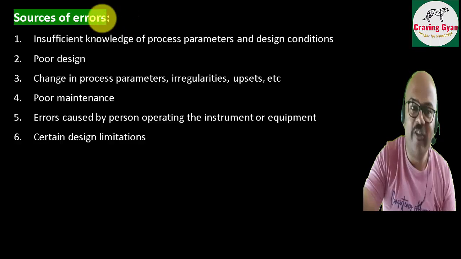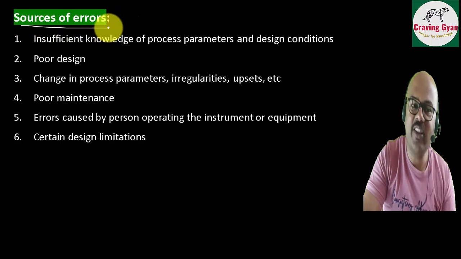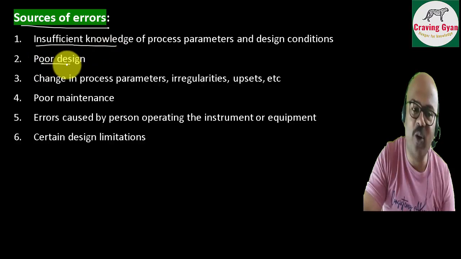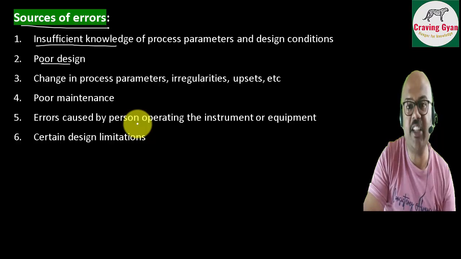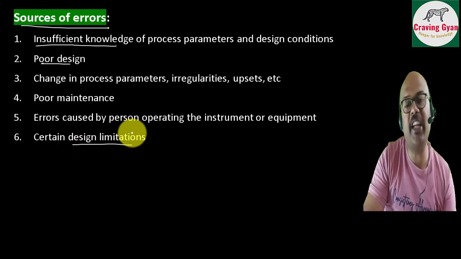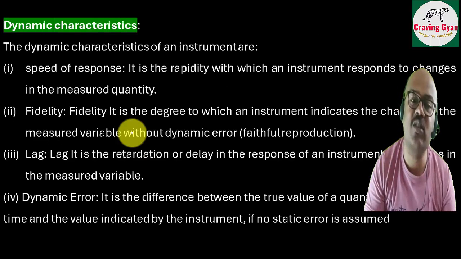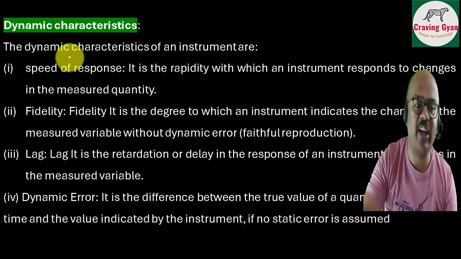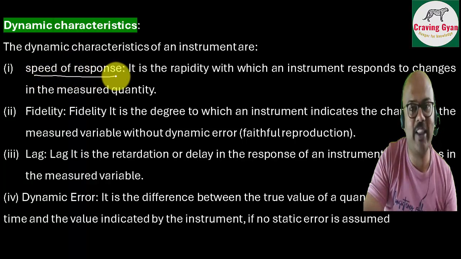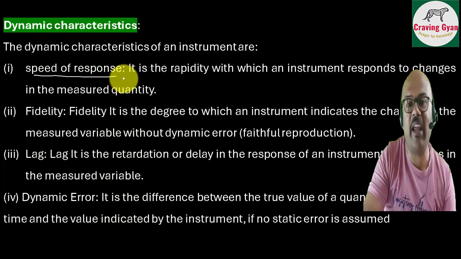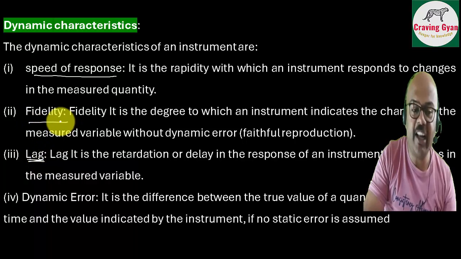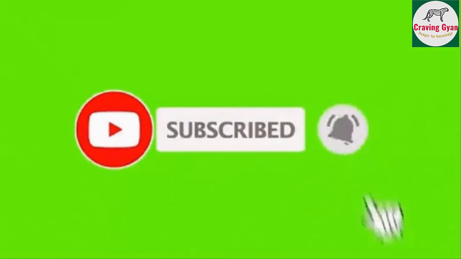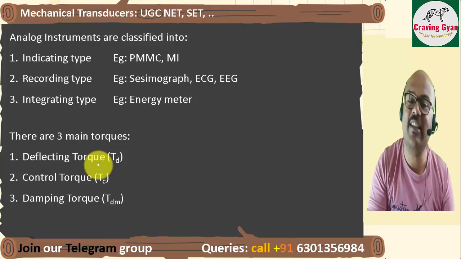Now we need to talk about the sources of error. In the sources of error: insufficient knowledge, poor design, change in process parameters, poor maintenance, error caused by the person while handling the instrument or equipment, and certain design limitations. So these things are the sources of error. And in the case of dynamic characteristics of error, we have discussed four parameters that need to be emphasized. One is the speed of response, in turn related to lag. Fidelity is one of the parameters, and dynamic error is very, very important. So these four dynamic characteristics we have discussed in the previous video.